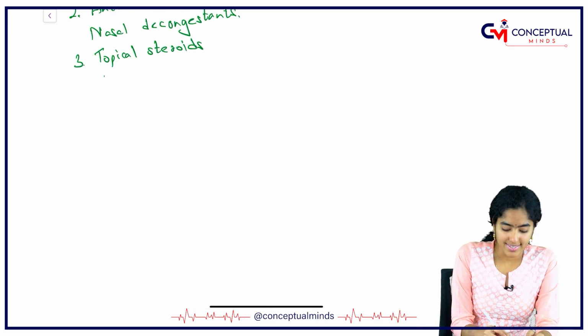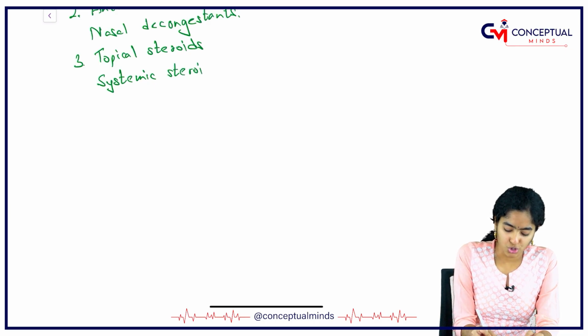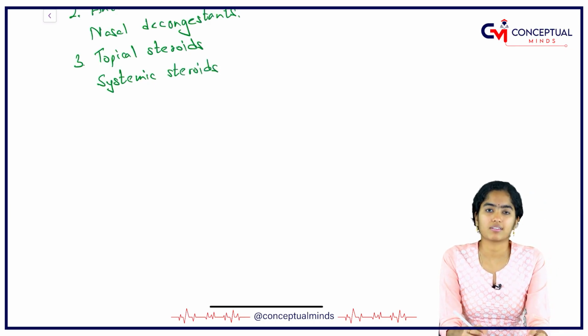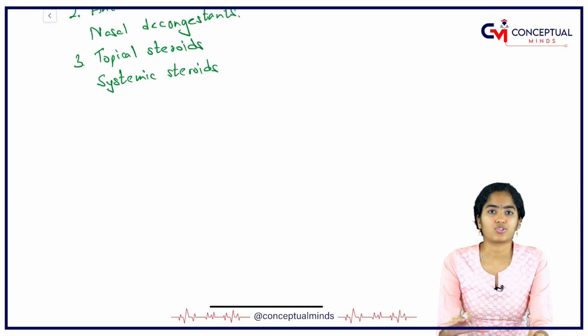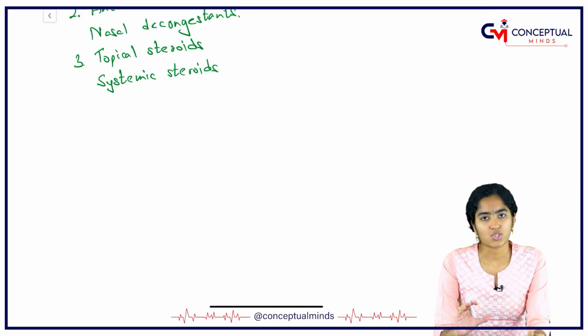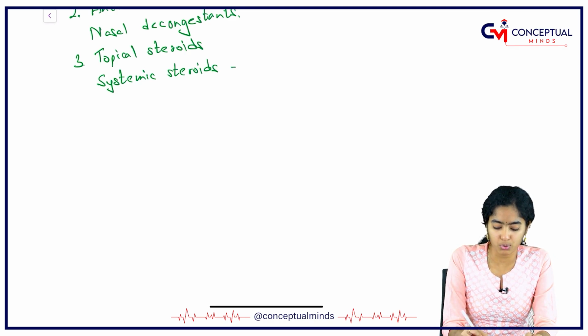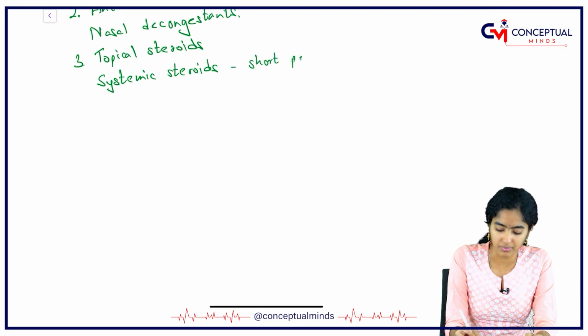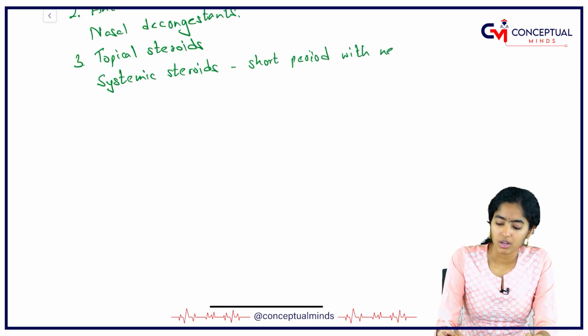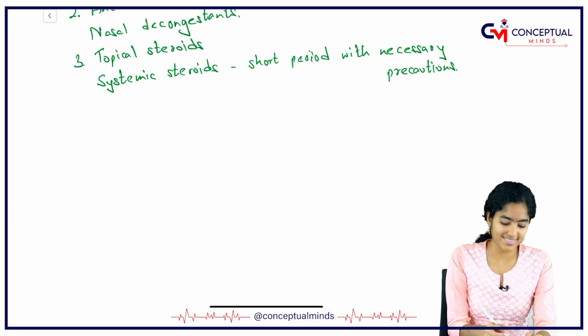In very severe cases, we can prescribe systemic steroids, but for a very short period of time, and of course this line comes with all its statutory warnings. It has to be tapered off properly and it has to be under monitoring, and all the precautions have to be taken care of, and even then it has to be prescribed only for a short period with necessary precautions. Only when the symptoms are very severe and not being controlled with decongestants and topical steroids.